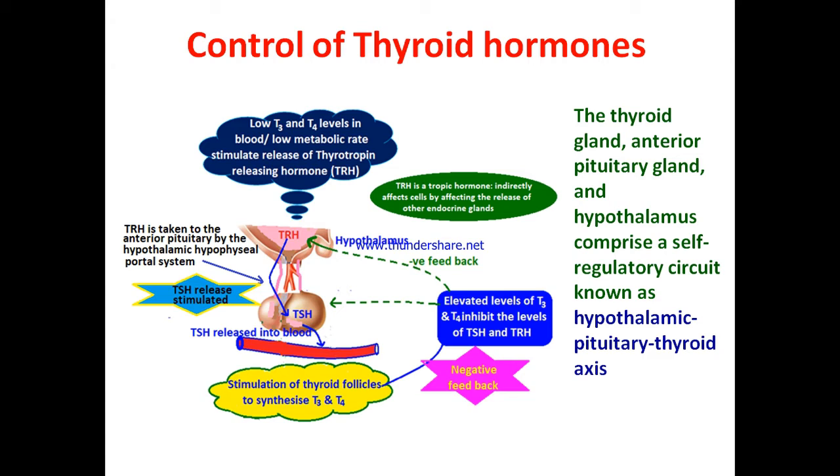The thyroid gland, anterior pituitary gland and hypothalamus. This system comprises a self-regulatory circuit which is known as the hypothalamic pituitary thyroid axis. This is a self-control system.